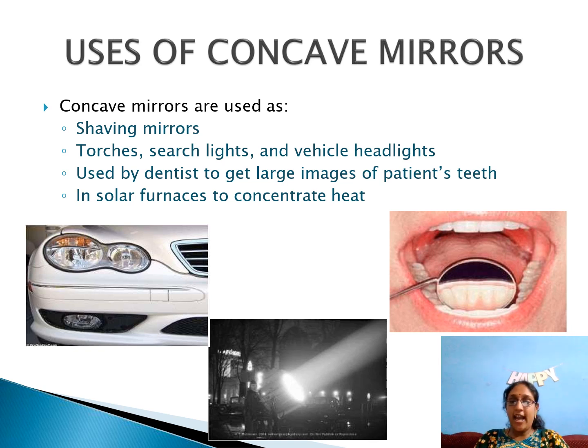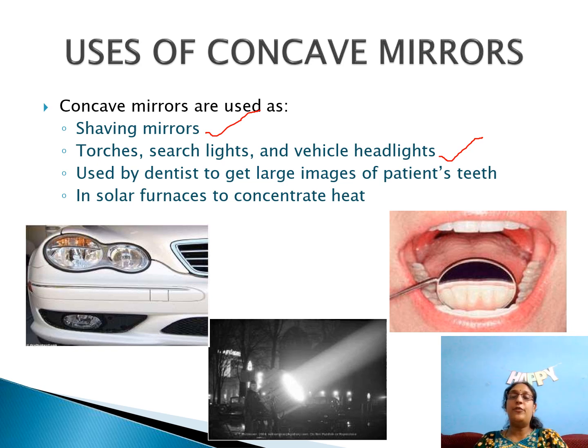So where can we use the concave mirror? It is used in shaving mirrors. Next, torches, searchlights, and vehicle headlights. Can you see from here? It is also used by dentists to get a large image. We are getting a large image of our teeth, so it is used by a dentist to get a large image of a patient's teeth.